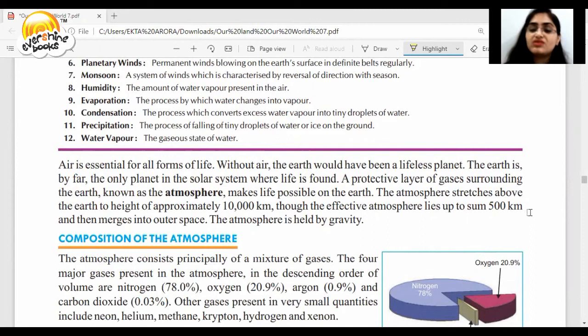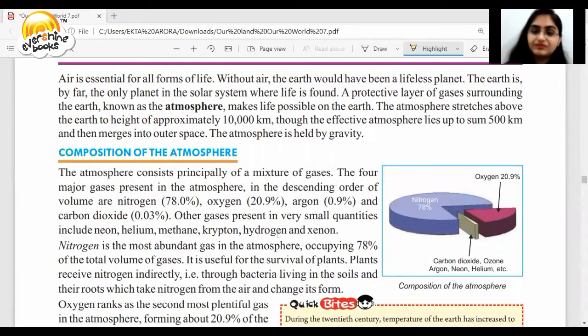The atmosphere stretches above the earth to the height of approximately 10,000 kilometers. The effective atmosphere lies up to some 500 kilometers and then merges into the outer space. The atmosphere is held by gravity. Now, what is the composition of atmosphere? Atmosphere has a lot of gases. It's a mixture of gases, but there are four main gases present in the atmosphere.